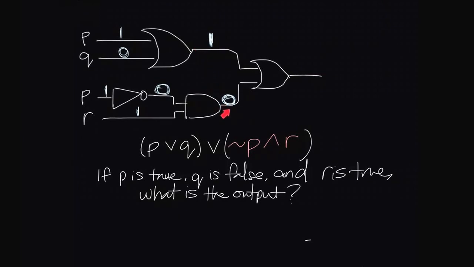Finally, a 1 and a 0 going through an OR gate would give us a 1, because the requirement for an OR is if at least one of them is a 1, the output is a 1. So here, the ultimate output here is a 1, so that makes this question down here true. That if P is true, Q is false, and R is true, then the output will ultimately be true.